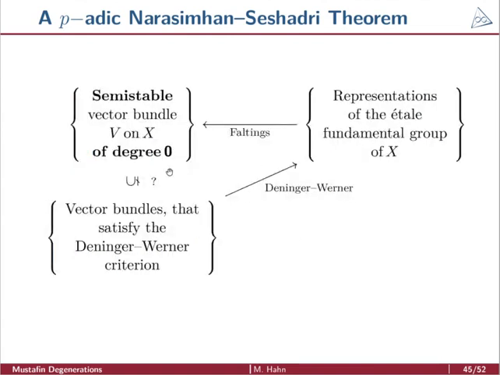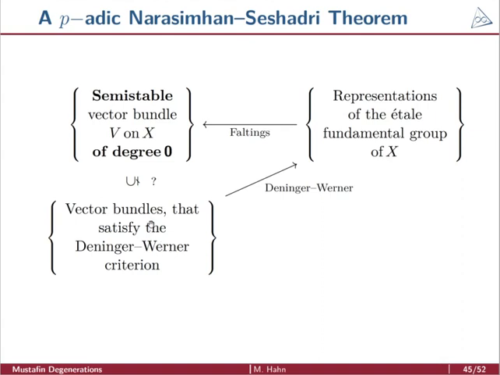So Holger said essentially, there is a semi-stable vector bundle on the Fermat curve of degree 0, and I have some reason, because for infinitely many D, the obvious degeneration does not satisfy the Deninger-Werner criterion. I have good reasons essentially that this element in here could not lie in here.